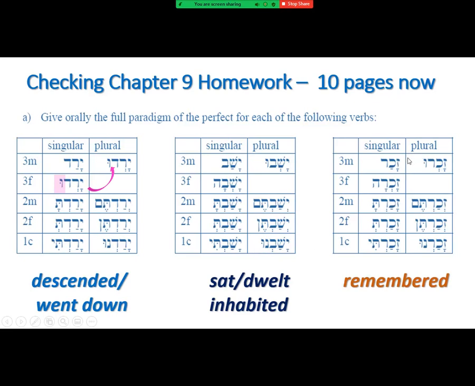All right, for over here, Zakar, to remember. So he remembered is Zakar, she remembered is Zakra, Zakarta, Zakart, Zakarti, Zakru, Zakartem, Zakarten, and Zakarnu. So that's where you conjugate those for the past on those three verbs. And there's the same pattern for most of the verbs.